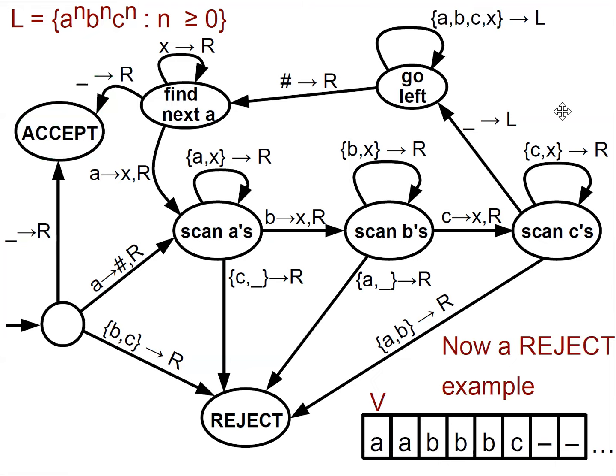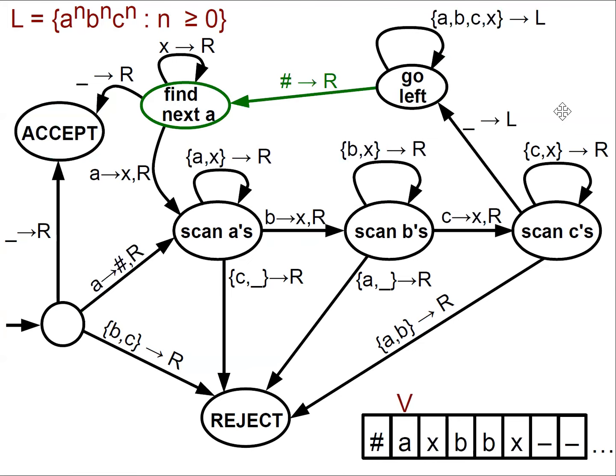The string is not in the language because you have, for example, more B's than A's. So we start here, we cross off one A, okay? Then cross off one B, we scan the B's, cross off one C, go back. Now, what happens? Next, I'm going to cross off the A, scan the A's, scan the B's. And now I'm here, but I did not find any C, which means I go to the reject state and reject. Done. The string is not in the language.